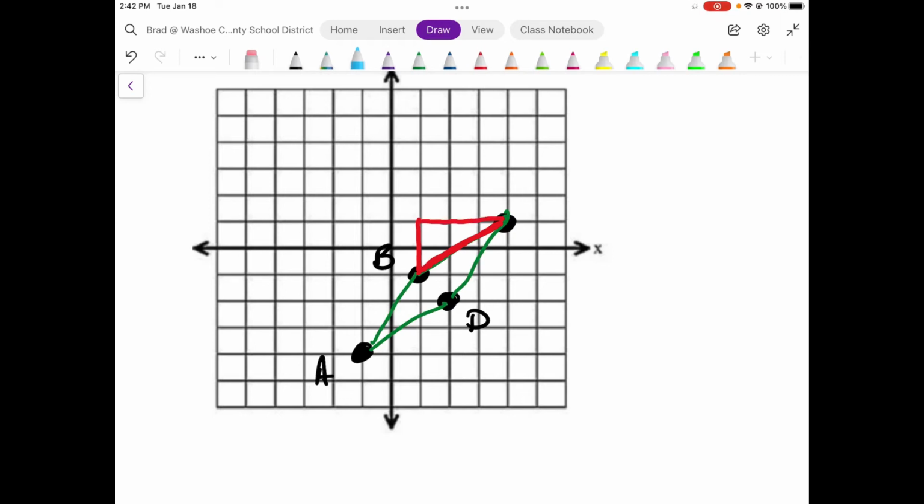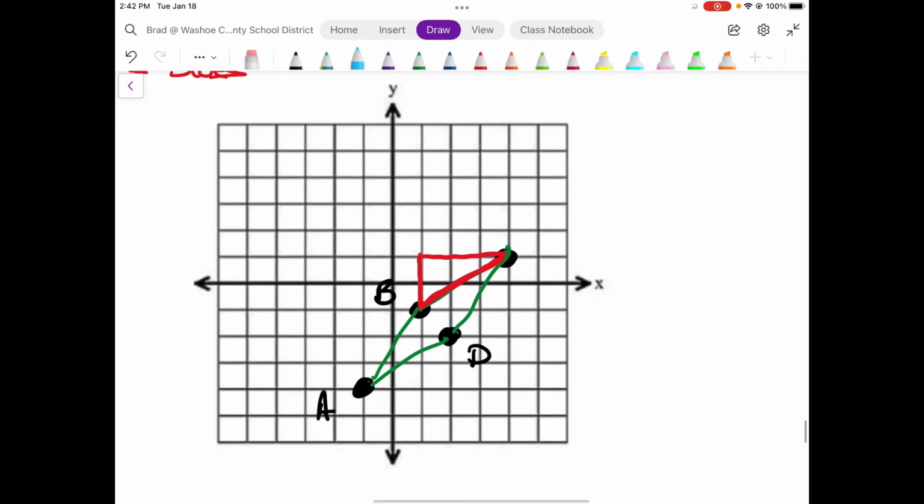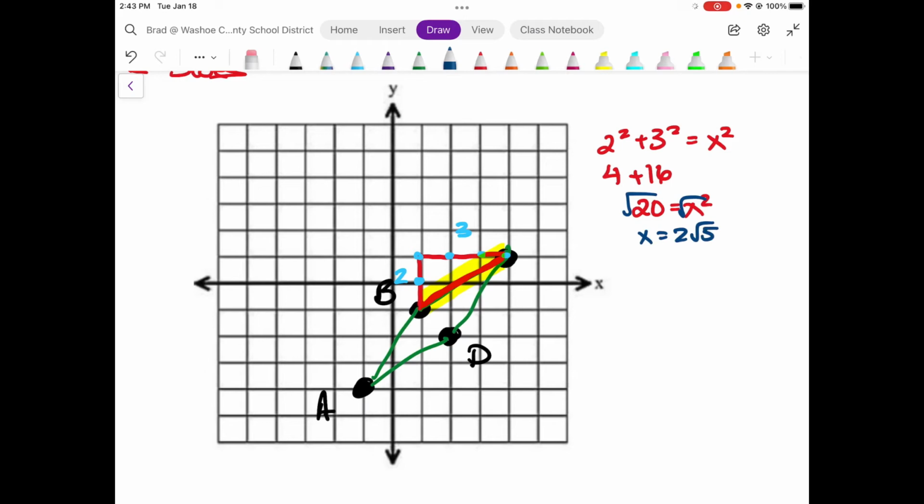So if I count, this goes, oh, sorry guys, 1, 2, and this goes 1, 2, 3. So for that right triangle, I'm going to look for this side right there. I'm going to do 2 squared plus 3 squared is equal to x squared. So 4 plus 9 is 13. And then we know that we have to take the square root of that. So this is going to be root 13.